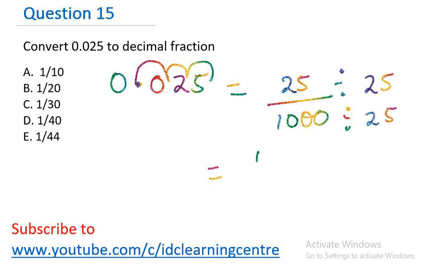25 into 25 is 1. 25 into 1000 is 40. That's 1/40, which is D.